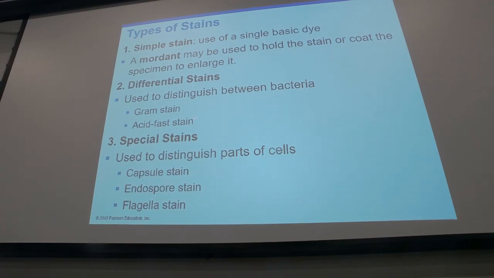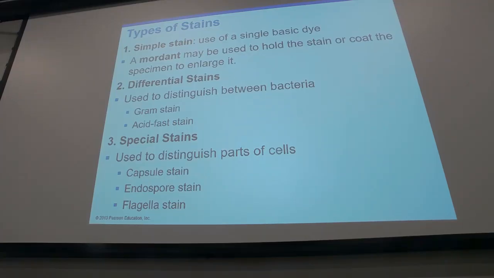So now, in differential stains, we use 2 or more dyes when you have more than one group of cells, to differentiate the different types of cells. Examples of differential stains will be gram stain and acid fast, which help us to distinguish different groups of bacteria.